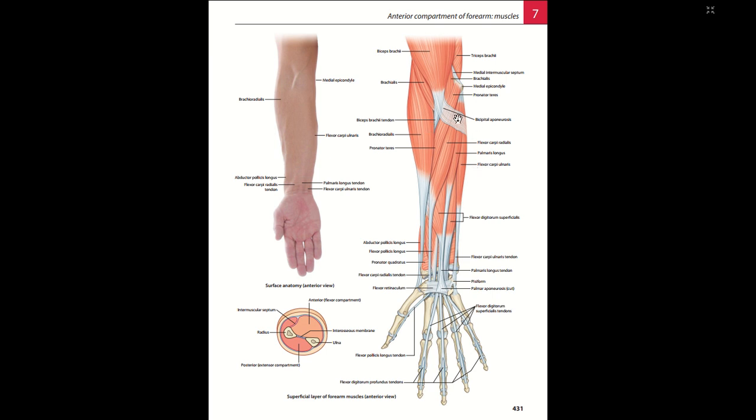All these muscles originate from the medial epicondyle. That's where you have your flexor origin. This is your common flexor origin. So all these muscles are going to originate from the common flexor origin. That's your medial epicondyle. So let's take a look at one of these muscles, and just take a look at their origin and their insertion.